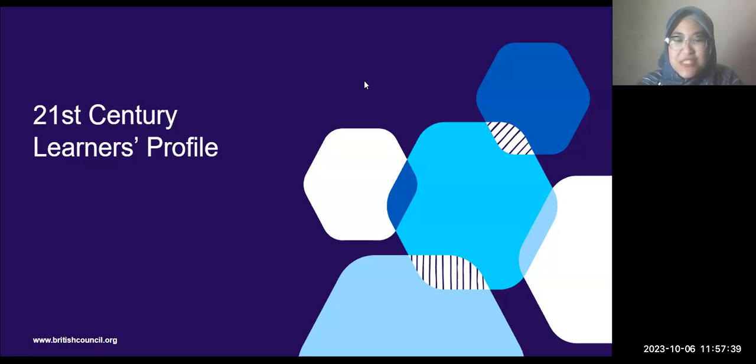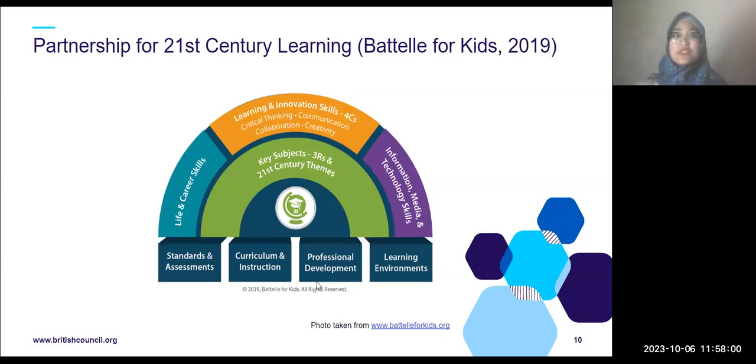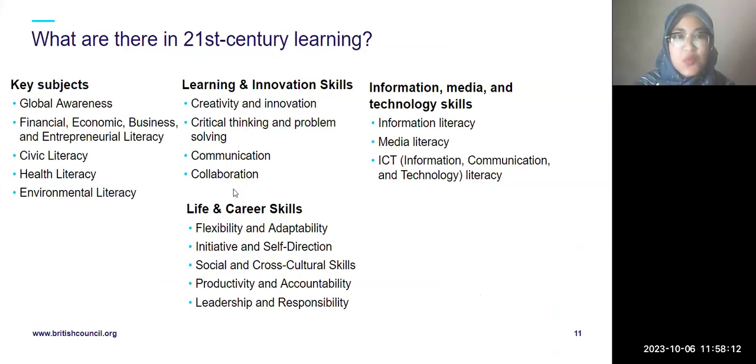But let's go deep, like, where is this trend actually coming from? So here you go. 21st century learning is actually from one organization, Battelle for Kids, in 2019. Here is the framework. That one, including professional development, is actually related to teachers as well. So here is the biggest, what I can see.